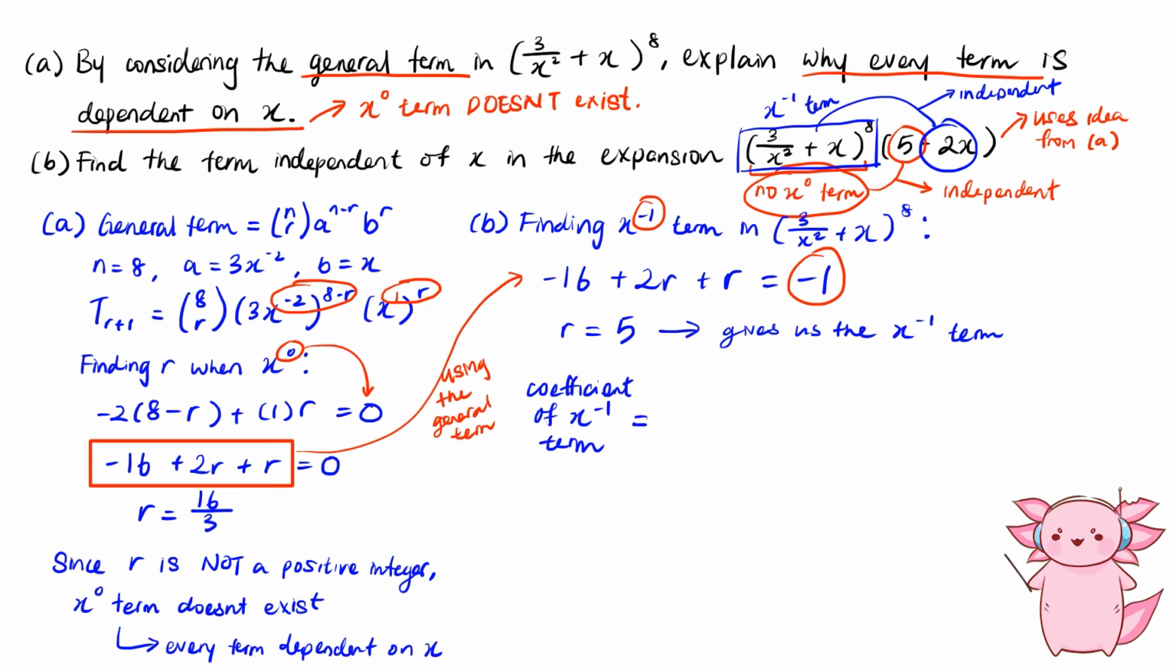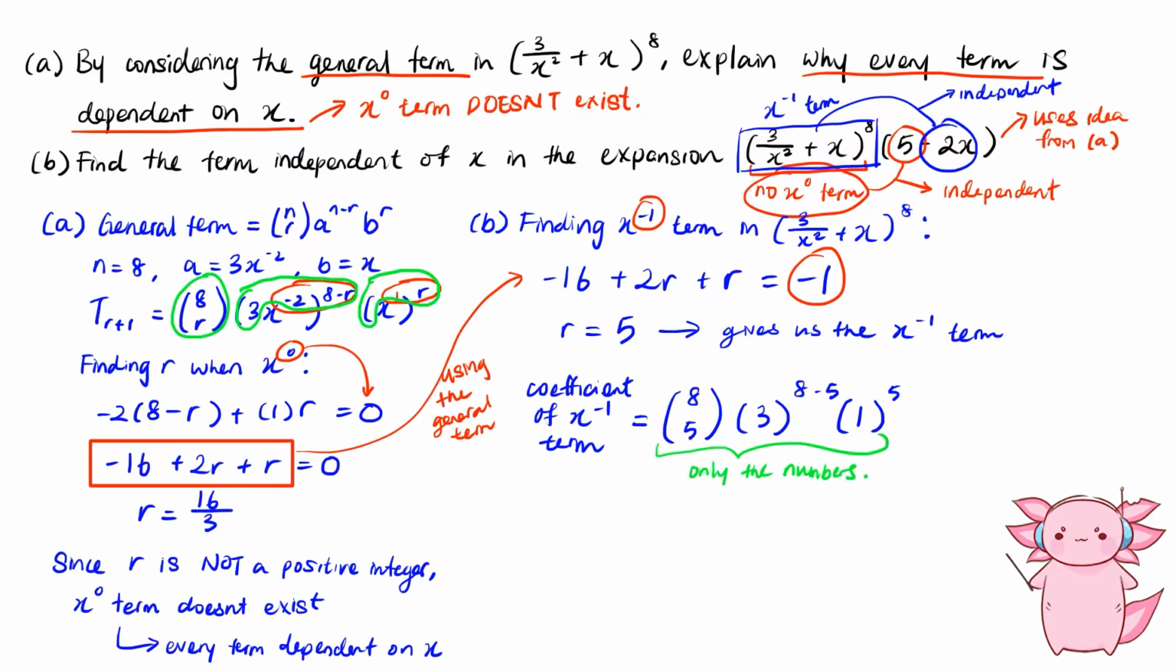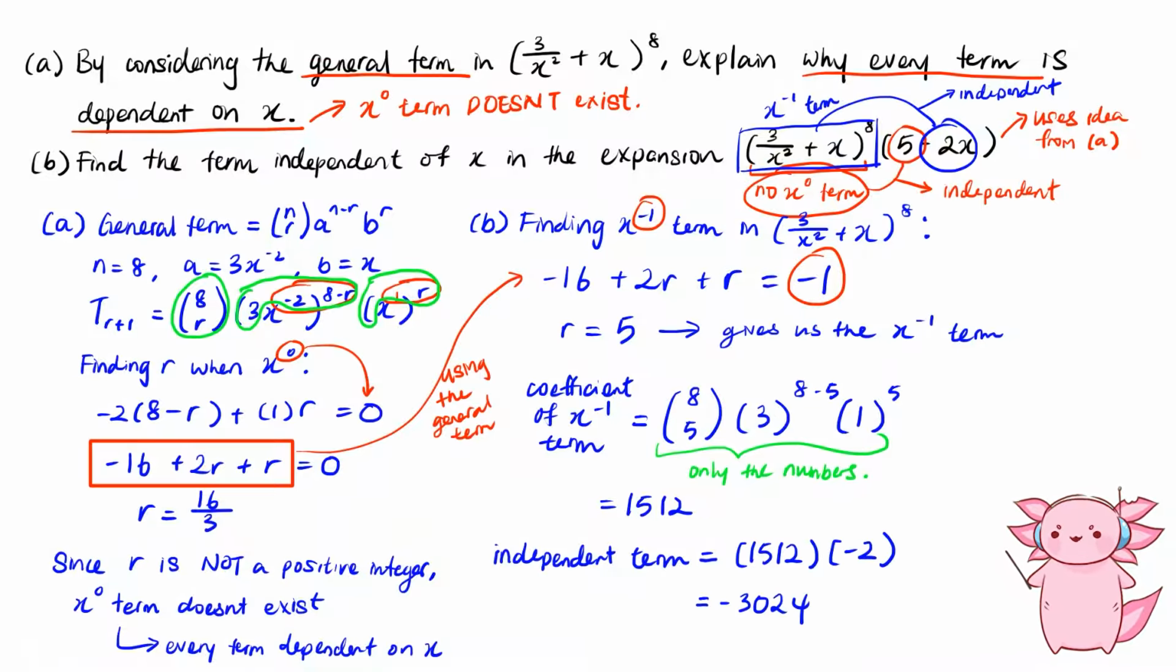So now let's find the coefficient of the x to the power of minus 1 term in the binomial by subbing r is equal to 5, and we only care about the numbers, which gives us 1512. So finally, the independent term is just 1512 times negative 2, which gives us the final answer of negative 3024.